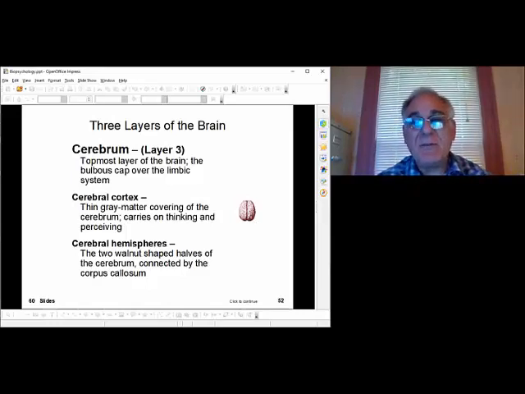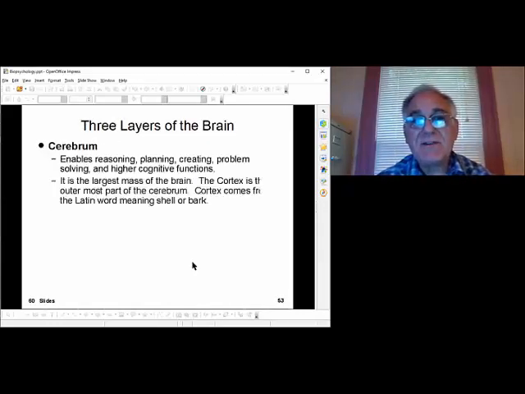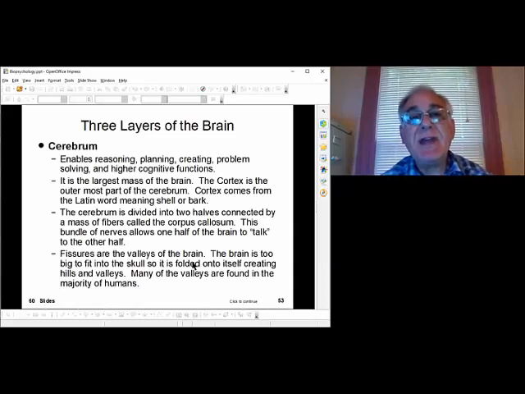So the two walnut-shaped halves of the cerebrum are connected together by the corpus callosum. The cerebrum enables reasoning, planning, creating, problem-solving, and higher cognitive functions, and it's the largest mass of the brain. The cortex is the outermost part of the cerebrum. Cortex comes from the Latin word meaning shell or bark. The cerebrum is divided into two halves connected by the corpus callosum, which allows them to talk to each other.